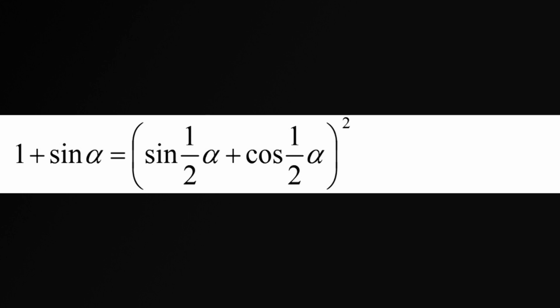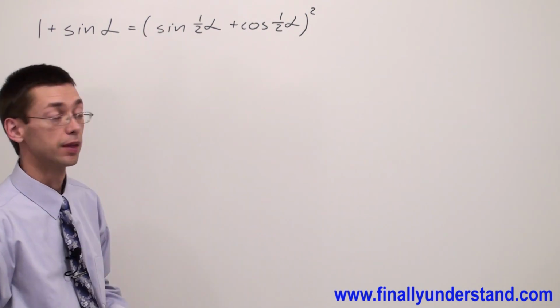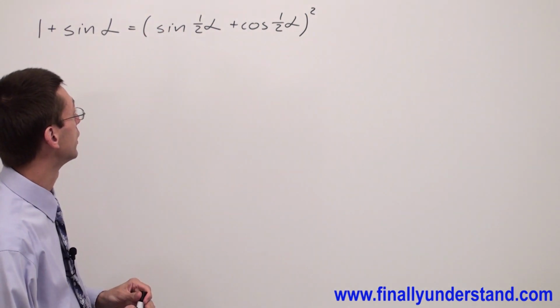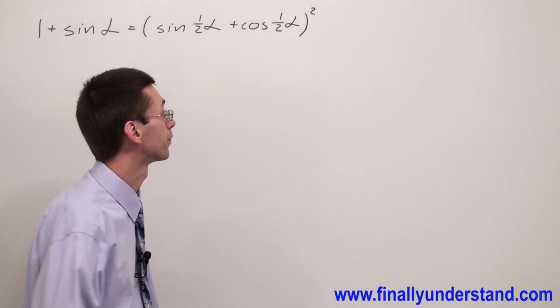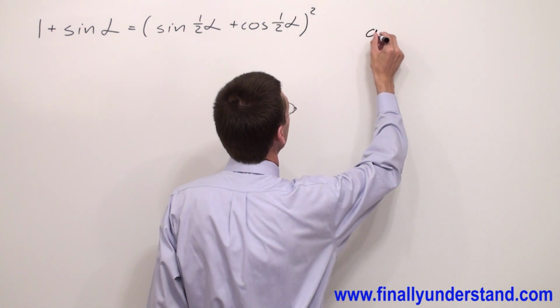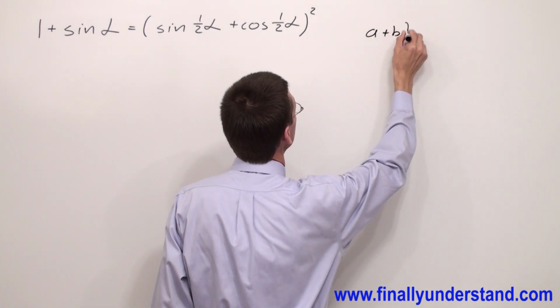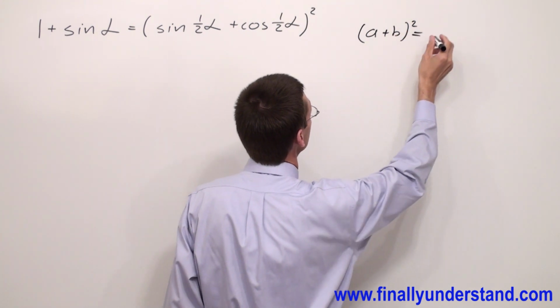We have another example on the board. This time we are going to start from the right side. Please notice that on the right side we have the square of the sum. What I mean by that? We're supposed to use this formula: (A + B) squared. Okay, this is the square of the sum.